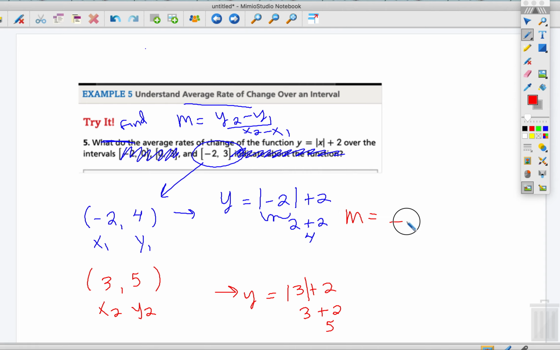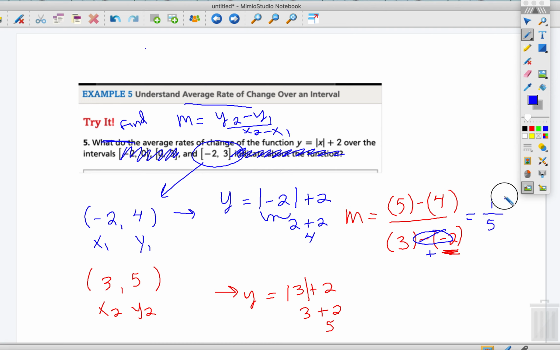If I go and use my formula for slope, I can find my average rate of change over that interval. So y2 minus y1, so that's 5 minus 4, over x2, which is 3, minus x1, which is -2. Be careful, notice these double negatives. The formula says x2 minus whatever the number is for x1. So sometimes you'll have that double negative. This double negative means positive. So in the numerator we have 5 minus 4, which is 1, and in the denominator we have 3 plus 2, which is 5. So our average rate of change in this interval is 1/5.